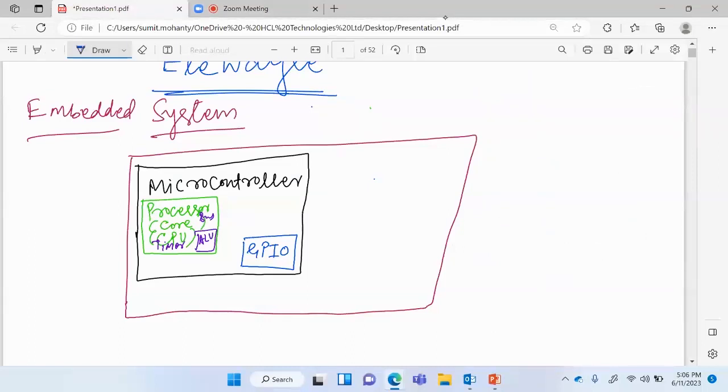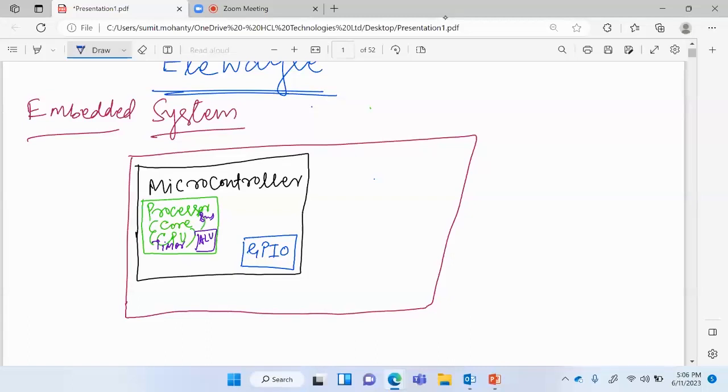Like in Arduino, you have A0 to, like A0 is there only in the normal Arduino Uno. If you go for Arduino Mega, you have A0 to A7. That is the analog input pins. You have D0 to, I think, D13 or 14, something like that in Arduino Uno. That is digital input, digital output. So these all come under the GPIOs.